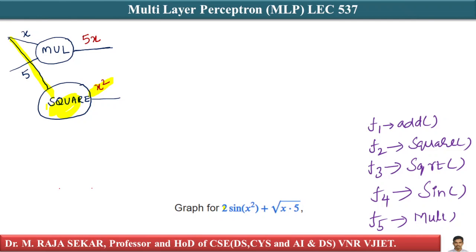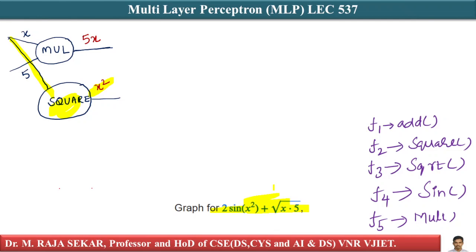So what is the function that we have? F of x equal to 2 sin x square plus under root of 5x. Now we can construct this complex function. It's a very complex function, but you can construct it using a multi-layer perceptron like structure.